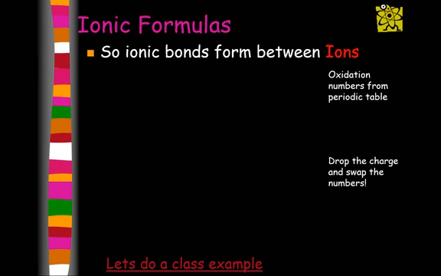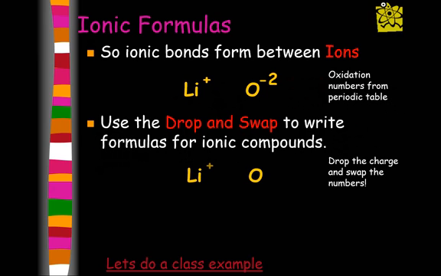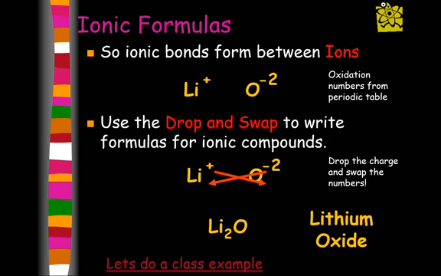Ionic formulas. Bonds form between ions. Here we're going to learn exactly how to do this in written form on our paper. You drop the charge, swap the number. Drop the charge, swap the number, in order to make lithium oxide. We're going to do an example from class.